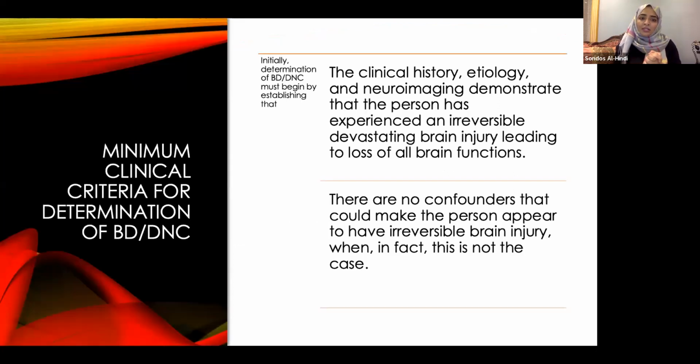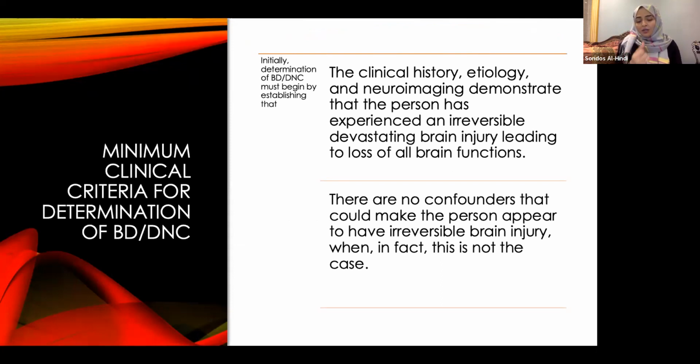So they said the minimum clinical criteria for determination of brain death or death by neurological criteria would be first to establish that the clinical history of this patient's etiology and neuroimaging demonstrate that the patient has experienced an irreversible, devastating brain injury leading to loss of all brain function.